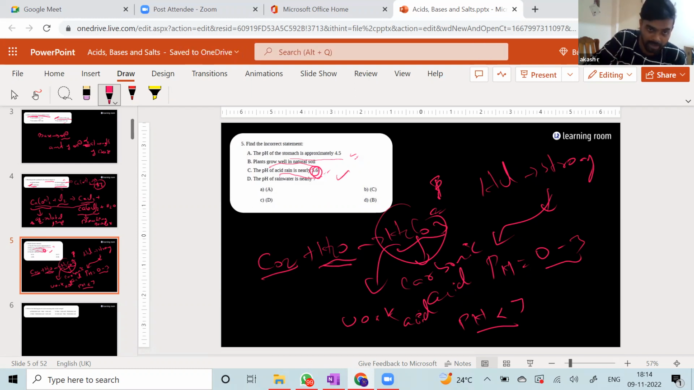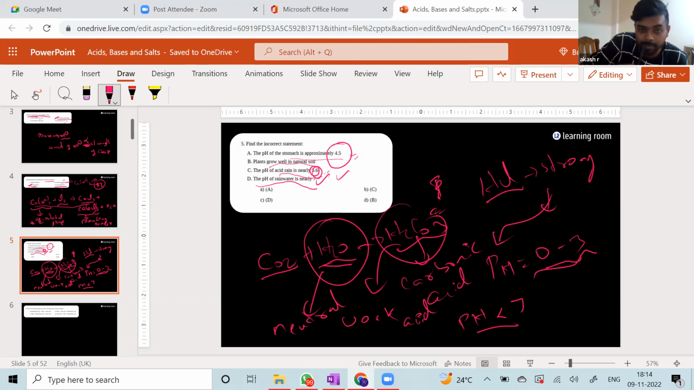Okay, fine. Next. pH of rainwater is nearly 7. Yes, we can say that if it is going to be proper rainwater, no acid rain, nothing, I'm going to have only water which is neutral. So definitely this statement is also going to be okay. But definitely whatever we suspected is what is going to be the answer. This pH cannot be 4.5. It is way higher for a strong acid like HCl. It is going to be between 0 and 3 only.